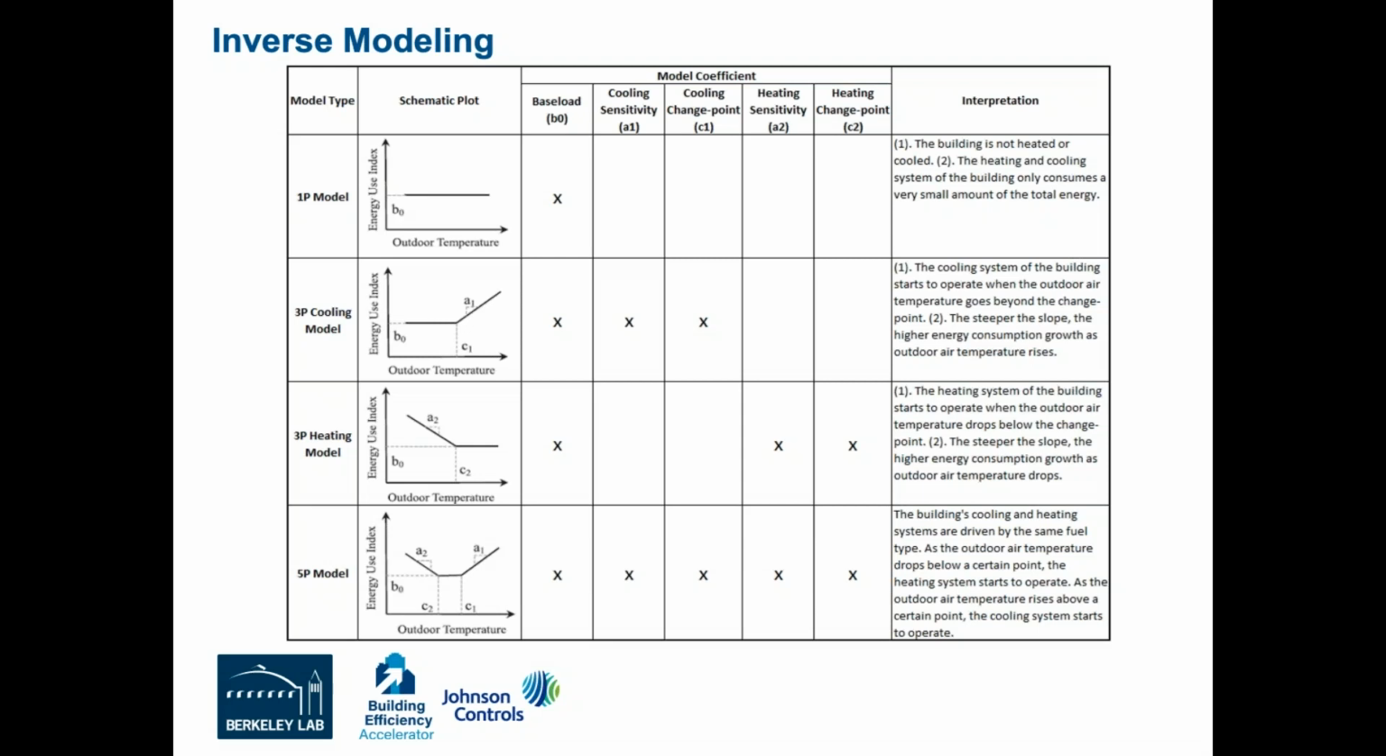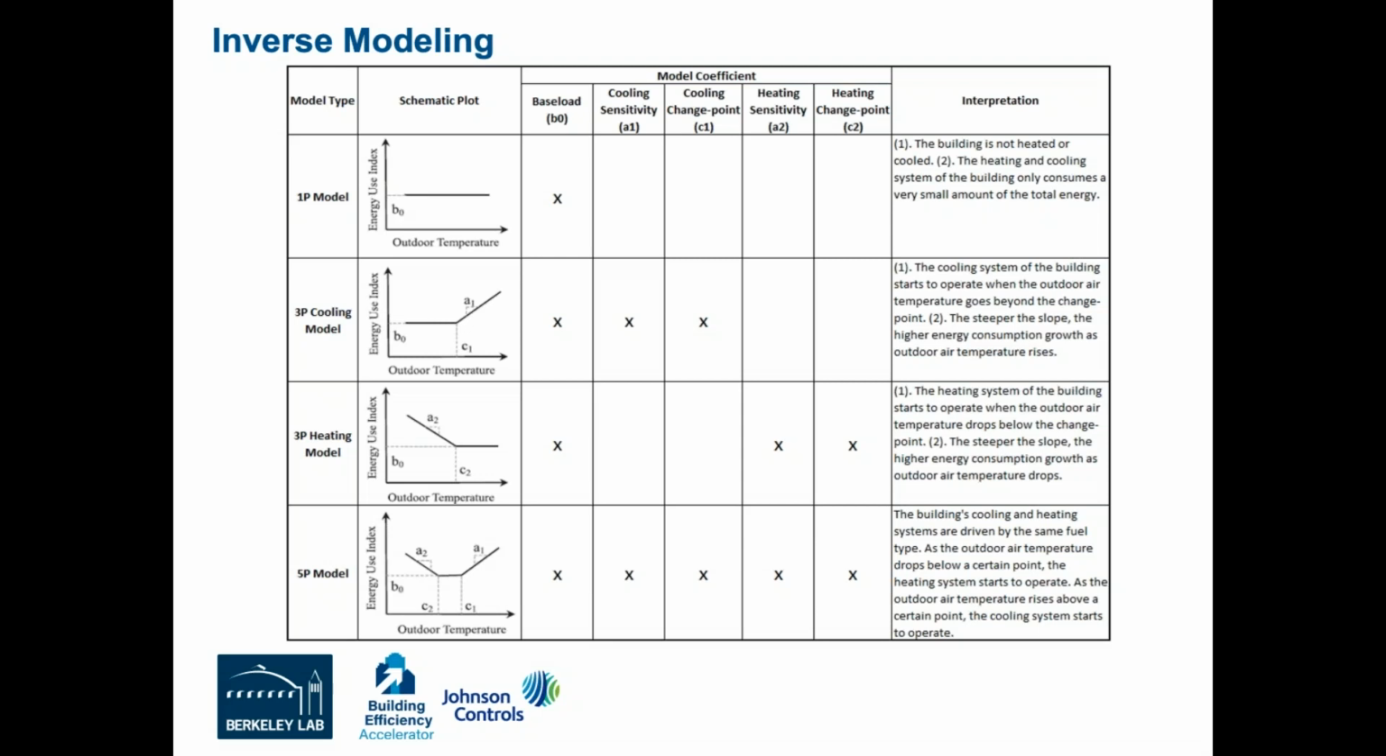And Better interprets those models in different ways to tell us again about the weather independent and weather sensitive consumption in a building. So if we take, for example, the 1P model, where you can see the schematic plot is essentially a horizontal line. Regardless of changes in outdoor air temperature, the energy use intensity of the building stays relatively constant. So what we would infer from this is that the building is not sensitive to changes in outdoor air temperature, and we don't see increases in energy being used for heating or cooling.